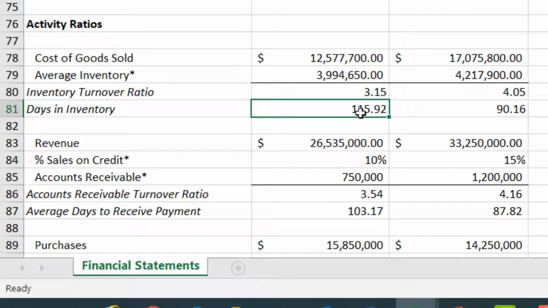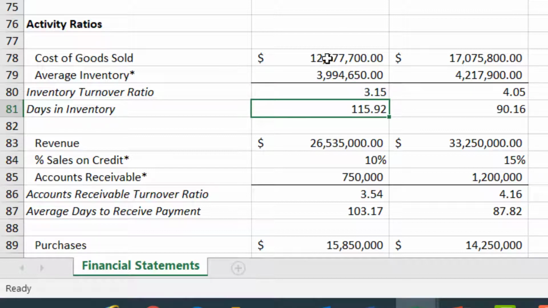Now, I don't know on this particular business model, this particular industry, if 116 days is a good number. But I know that the number got better, meaning we turned it over more. We went from 3.15 turns in a year to 4.05 turns in a year, which means we had a 90-day turnover ratio. So we went from turning it slightly more than 3 to slightly more than 4. Y'all remember, this days in inventory, we can modify that. If this were quarterly, we would divide this 365 by 4 for the 4 quarters in a year.